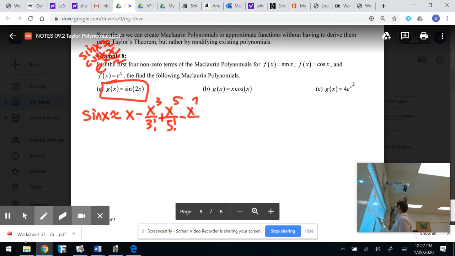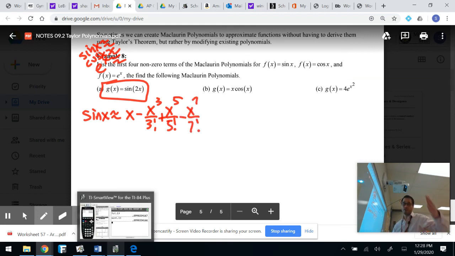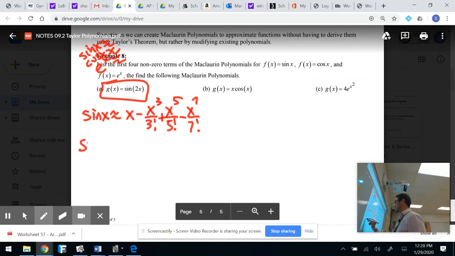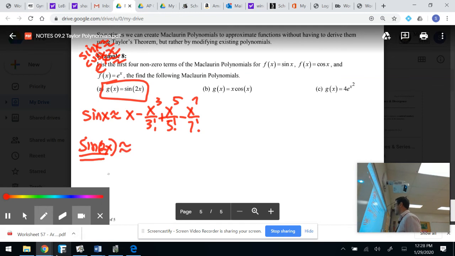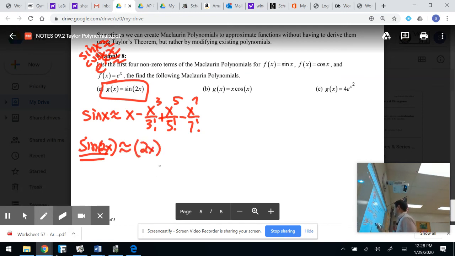You can either do this the long way, which is list all the derivatives out, do the little coefficient thing, or shortcut. What is the shortcut? Well, all I have to do to get the Maclaurin polynomial for that is substitute a 2x in for all of these x's. That is it. Amazing. Makes a really difficult problem very doable.